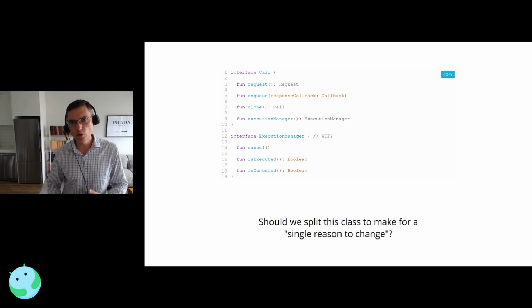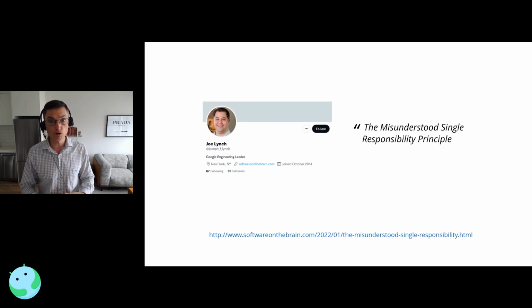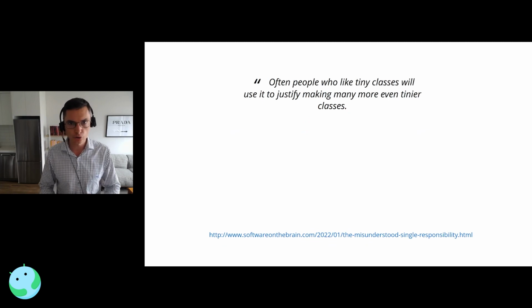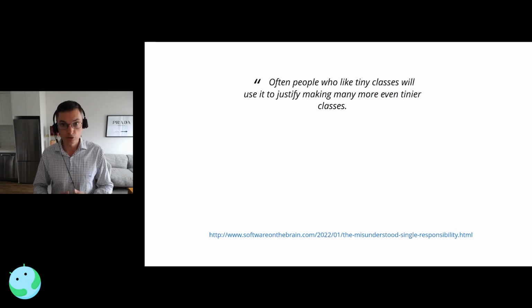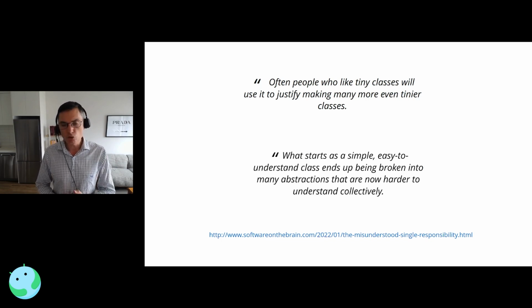But the point is, you can always find reasons to split up classes, and that is very well articulated in this article from Joe Lynch from Google called The Misunderstood Single Responsibility Principle. In that blog post, Joe argues that often people who like tiny classes will use the single responsibility principle to justify making even tinier classes. And that can actually end up creating a whole lot of complexity, because instead of one single abstraction, you end up with a whole lot of abstractions to piece together, and it's harder to understand collectively.